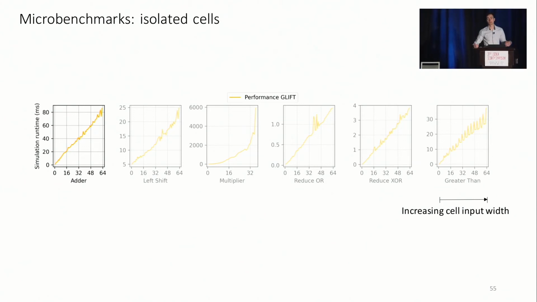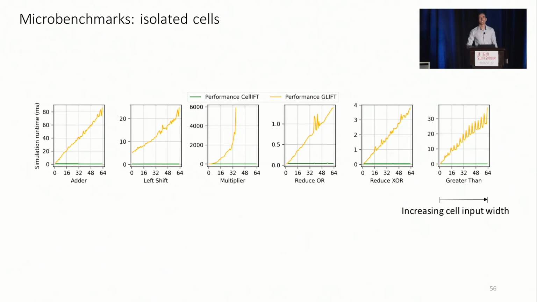More gates, linear. But CellIFT works differently, because CellIFT adds a constant number of cells, and these cells are run in a constant amount of time. So constant time, this is us, constant. So these are scalability results for individual cells.